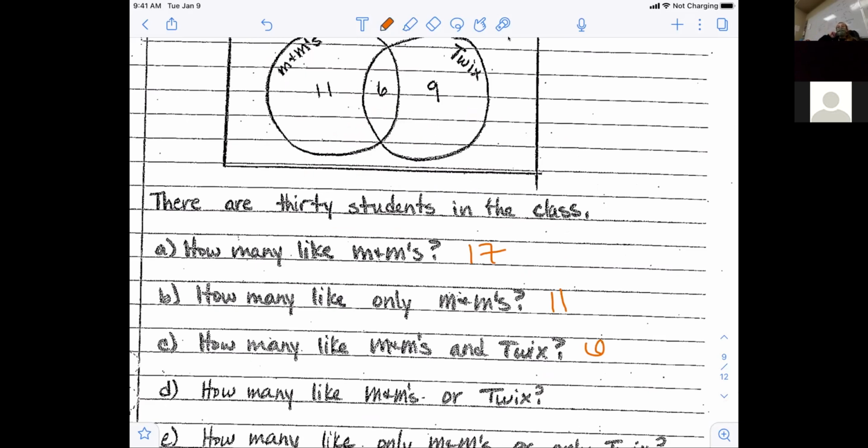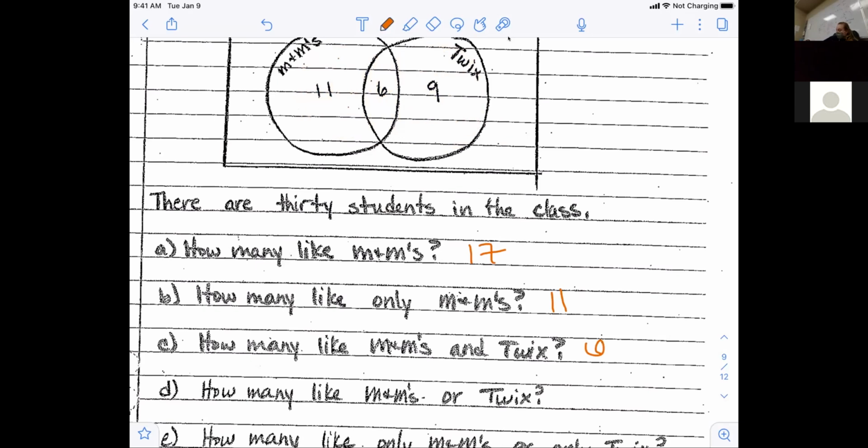What'd you say? 20? Where'd you get 20 from? Each side? What about the kids in the middle? Don't they get to raise their hands too? Because if I say if you like M&Ms or Twix, raise your hand, we also want the 6 kids in the middle. What sometimes happens though is that we double count them. You're like, oh, well, there's 17 over here and there's 15 over here, so I'm going to add 17 and 15. No, those 6 kids don't get counted twice just because they like 2 candies.